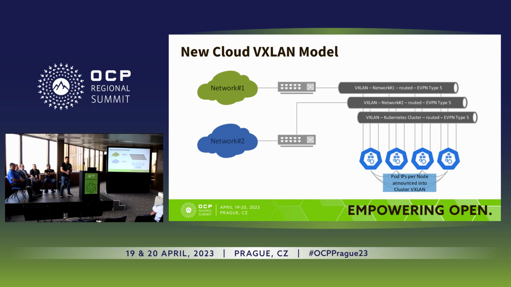You can see the workers are still connected below. They are just connected now to different VXLANs instead of VLANs. And if a pod has an IP which needs to be announced to the different backbones, it will directly announce this IP into the cluster VXLAN.